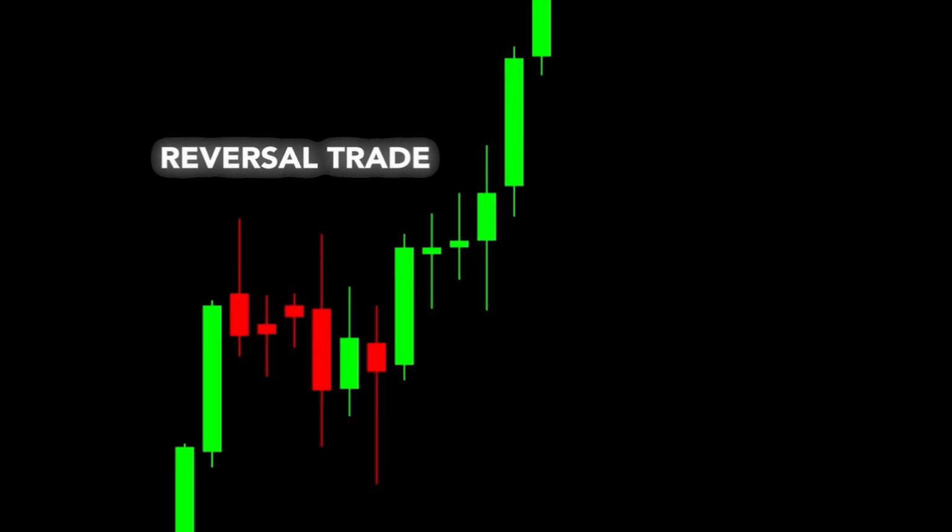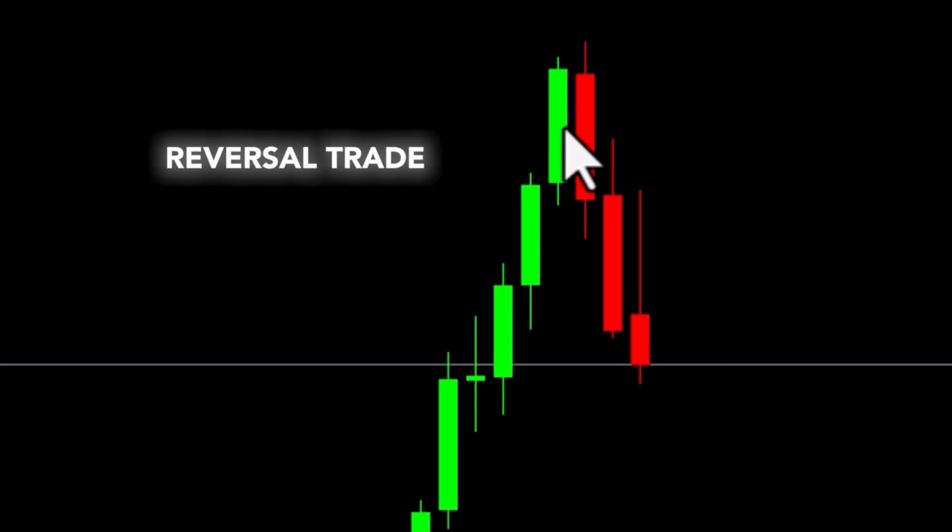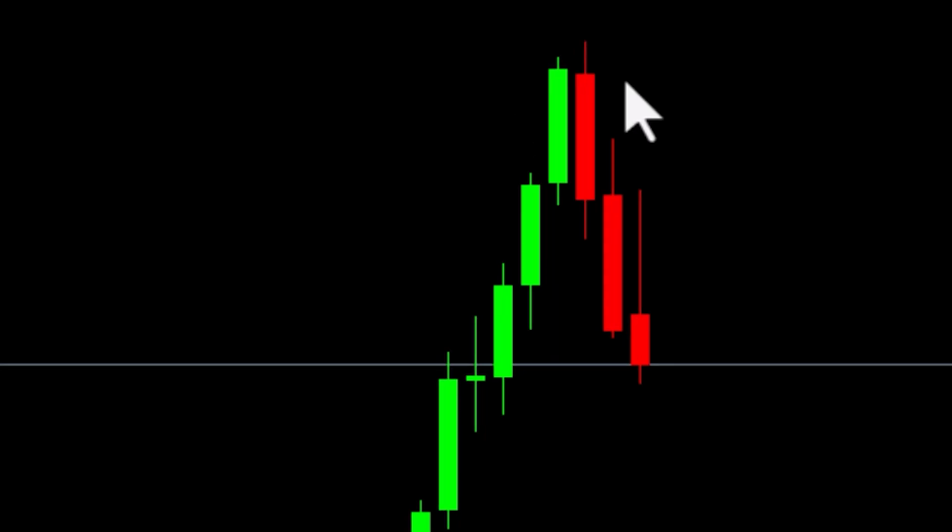Now, this is a reversal trade because we've had this enormous uptrend on the German 40 index, and then we had this outside candle here forming a new swing high. We love to look for N shapes for reversals. Imagine a letter N in here.